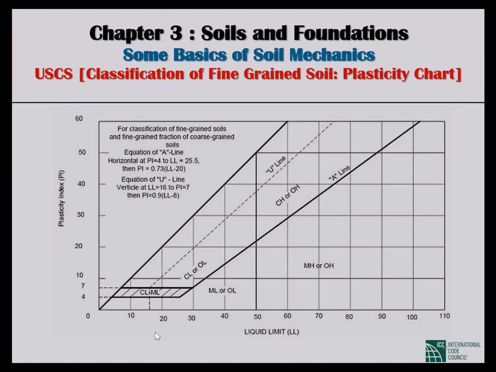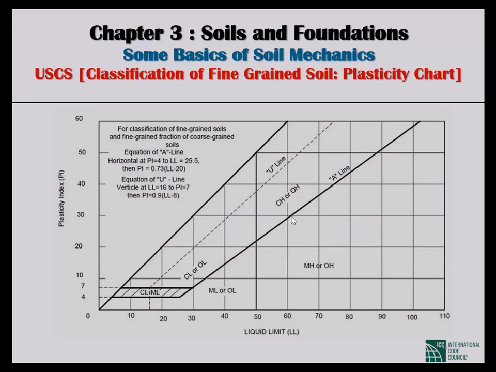Plasticity chart is a chart of liquid limit and plasticity index. For example, if more than 50% of the soil is passing number 200 sieve, definitely this is fine grain soil. So the designation would be C or M. Do you get my point? And whether that soil has high plasticity or low plasticity, we could determine from this plasticity chart. This is a chart of liquid limit versus plasticity index, and we have a line over here whose equation is plasticity index equals 0.73 times (liquid limit minus 20).